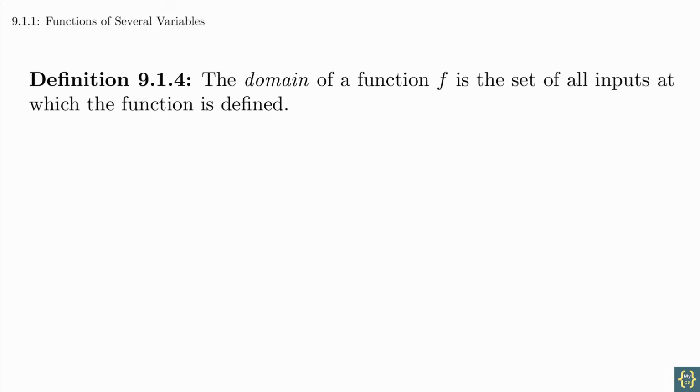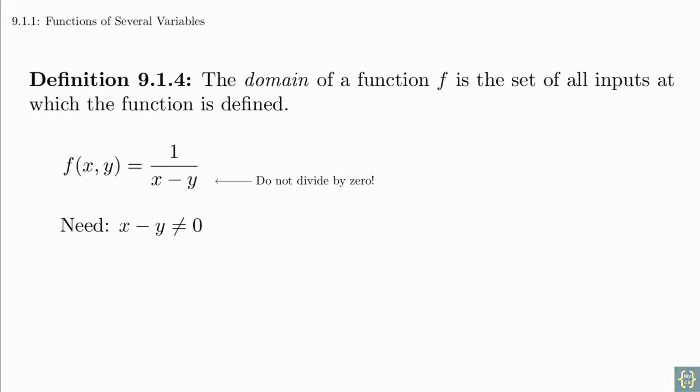The key things to look for are that values under a square root are non-negative, and that the denominators of fractions are not zero. For example, let's determine the domain of the function f of (x, y) equals 1 over x minus y. We want to know the values of x and y that we can plug in and get a meaningful result. We can observe that the fraction makes sense as long as the denominator is not 0.